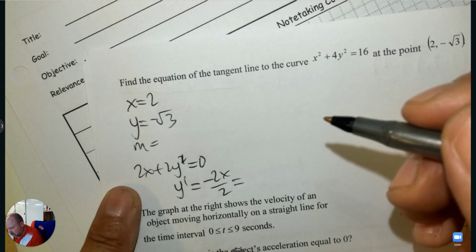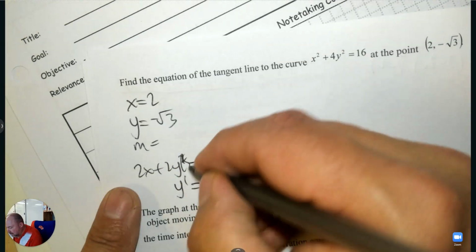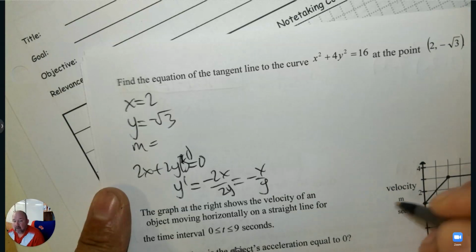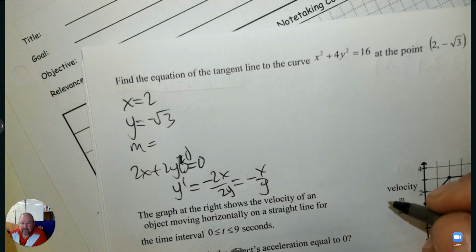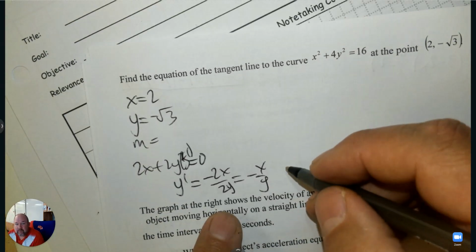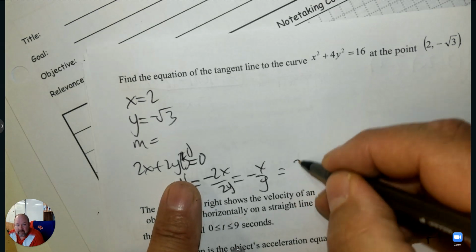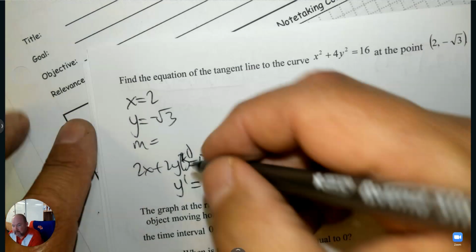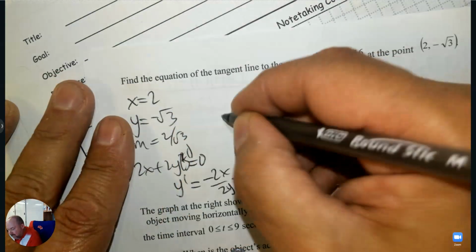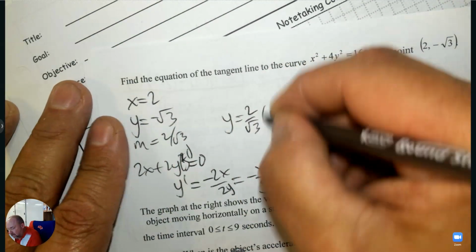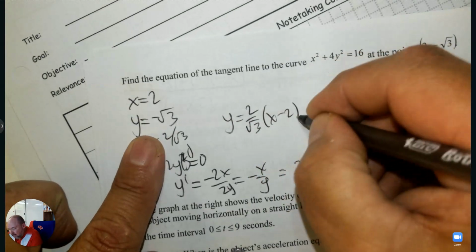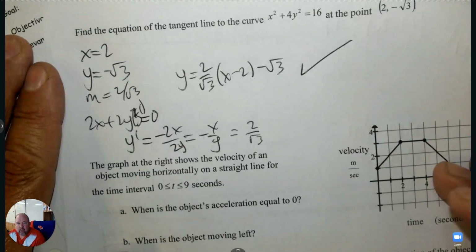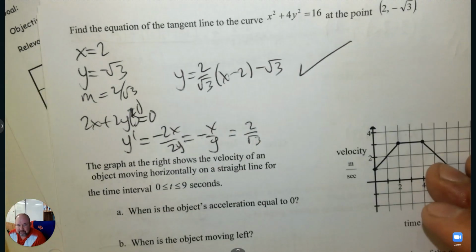So it's 2y, y prime, sorry. So this will be 2y. So it ends up being negative x over y when you get it by itself. So the slope then, if we plug in, is 2 over, now a negative times the negative is going to be positive root 3. We don't have to write it any prettier. And so the equation would be 2 over root 3, x minus 2 minus root 3. Done. We don't have to rationalize it.